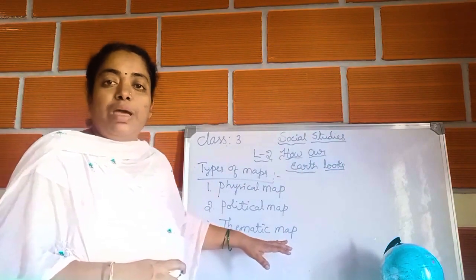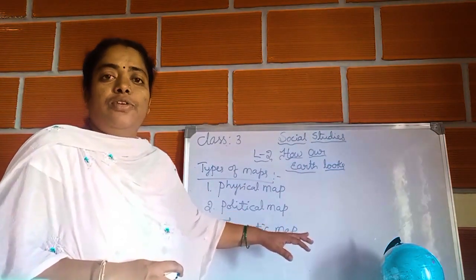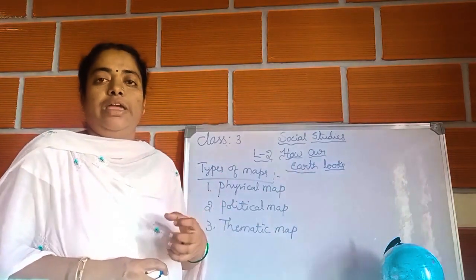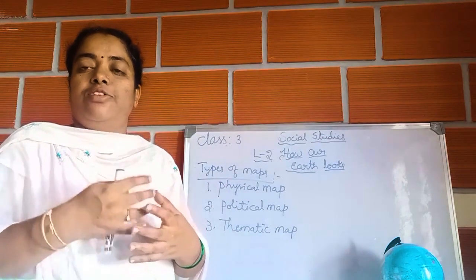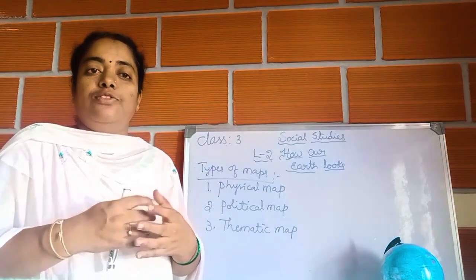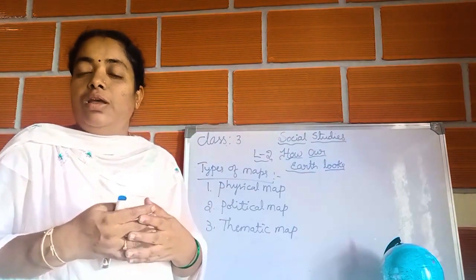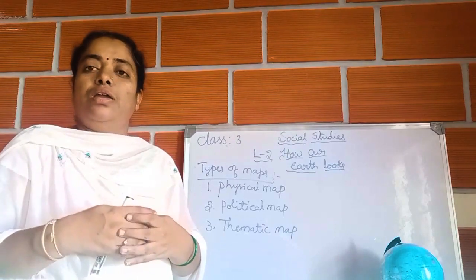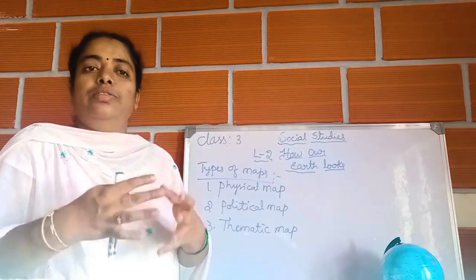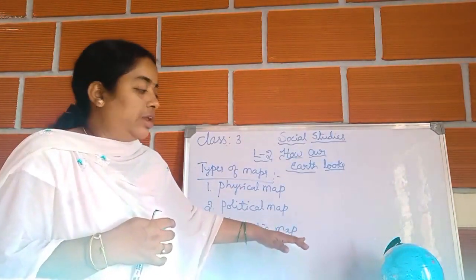What is meant by thematic map? A thematic map is a map which shows particular things like information about crops, what type of crops are grown in which place. It also provides information about population, rainfall, railway network, and some other information. That type of map is called a thematic map. Hope this is clear, children.